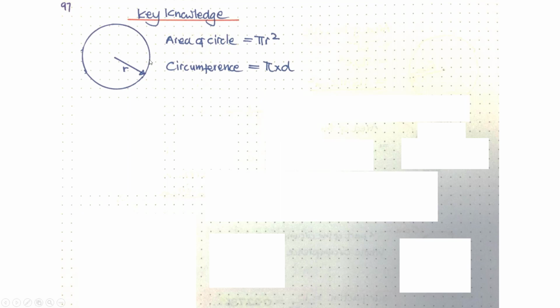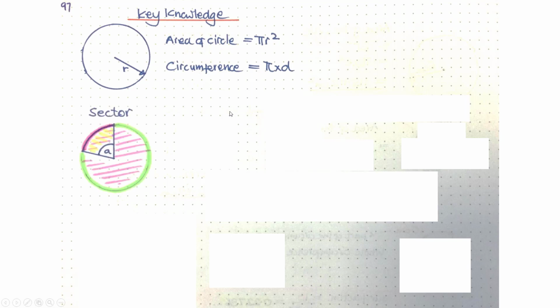Before we go any further, I need to make sure that you are completely happy with the key knowledge that I want you to know. The key knowledge is that when we have a circle, the area of the circle is pi times the radius squared, and the circumference, the perimeter of the circle, is pi times the diameter.